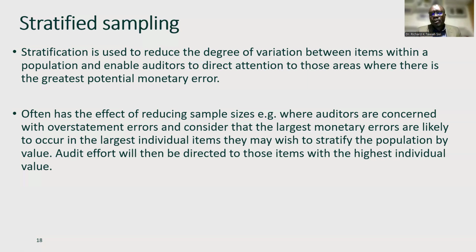So the effect is reducing the sample sizes. We are concerned about overstatement of errors, and we want the largest monetary errors, which are likely to occur in the largest individual items. They may wish to stratify the population by value, by characteristics. So audit effort would then be directed to those items with the highest value. So strata, based on a particular characteristic. So you can use the value, materiality, okay?